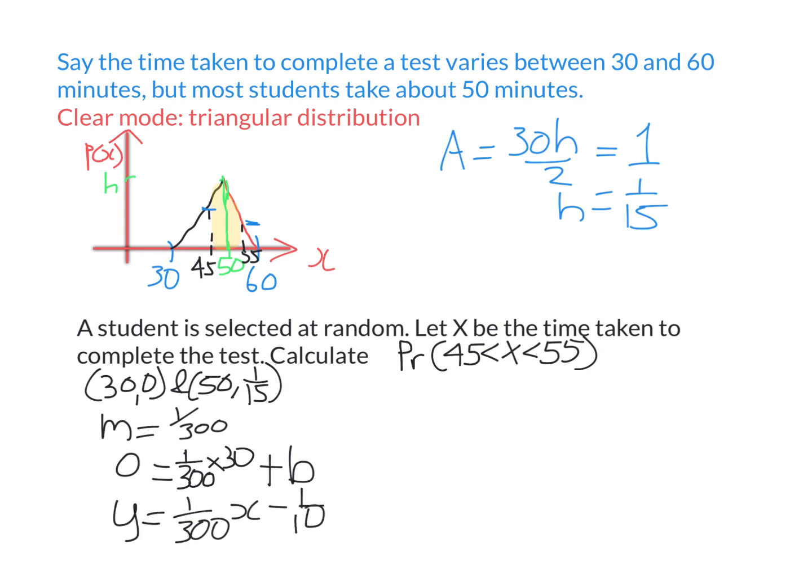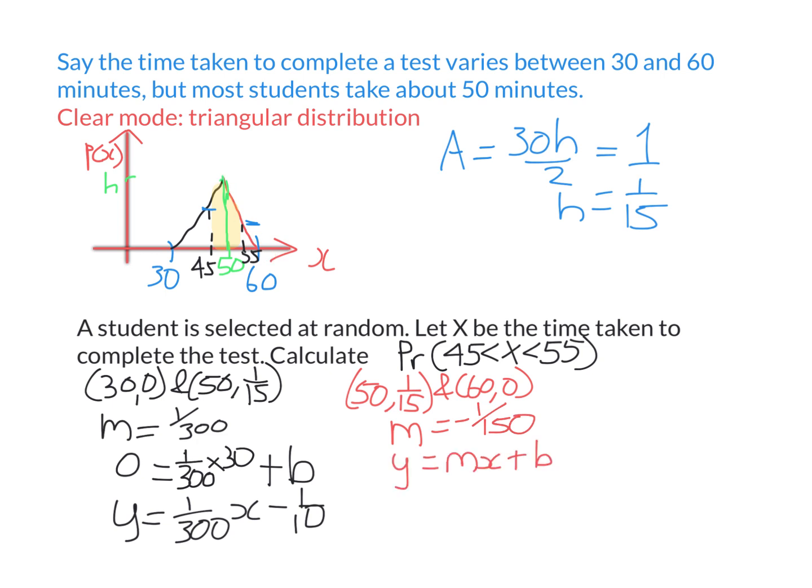So now I'm going to do something similar to find the equation of the red line. So the red line passes through this point (50, 1/15), and this point (60, 0). So once again, I calculate the gradient as y2 minus y1 over x2 minus x1. So I get negative 1/15 divided by 10, which is negative 1/150. I would expect the red line to have a negative gradient because it leans to the left. So I've just found the gradient.